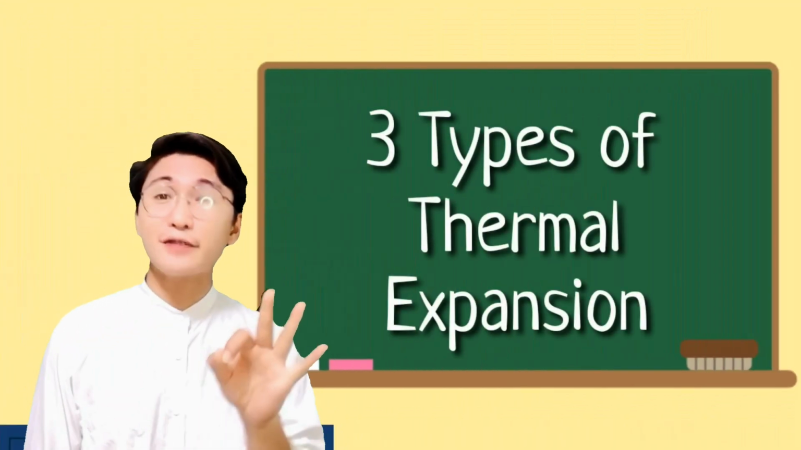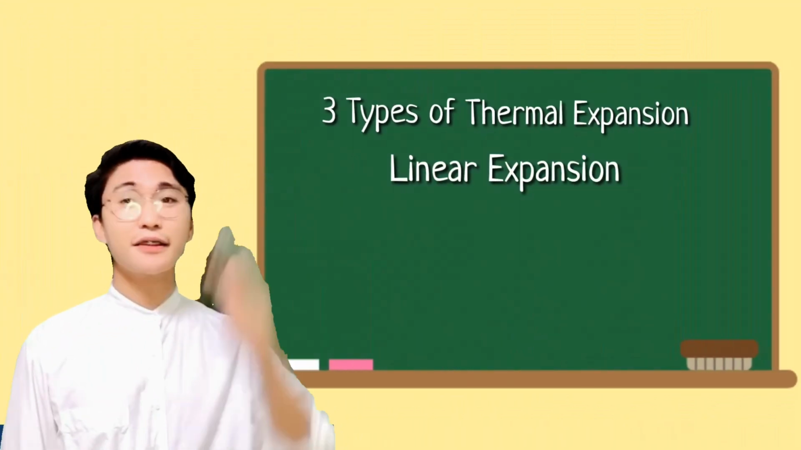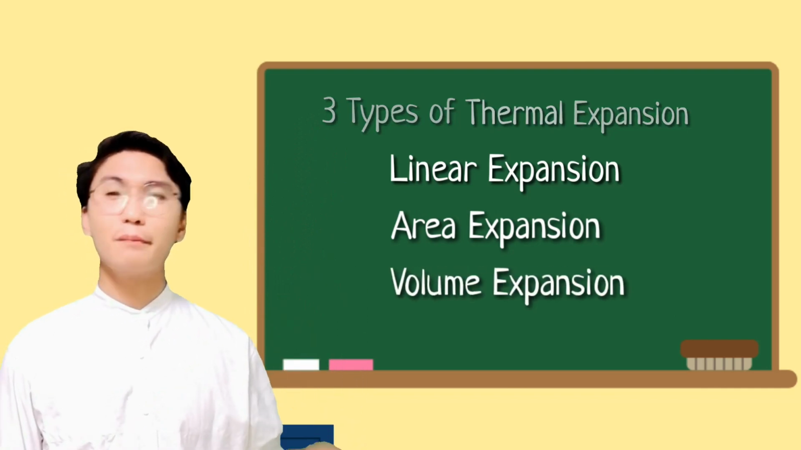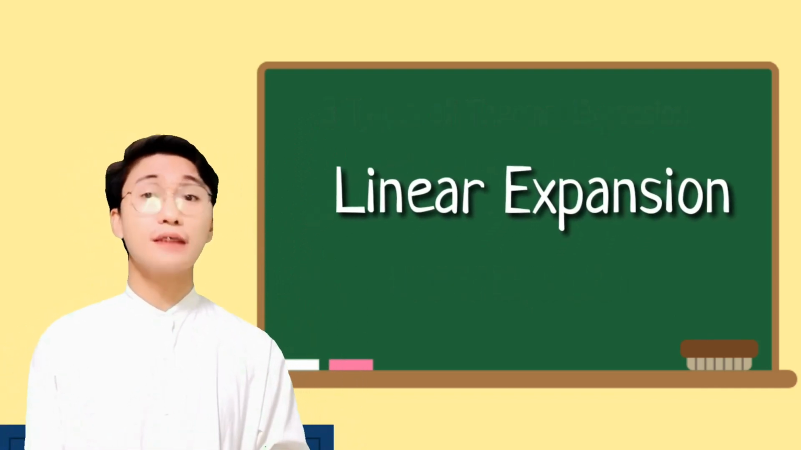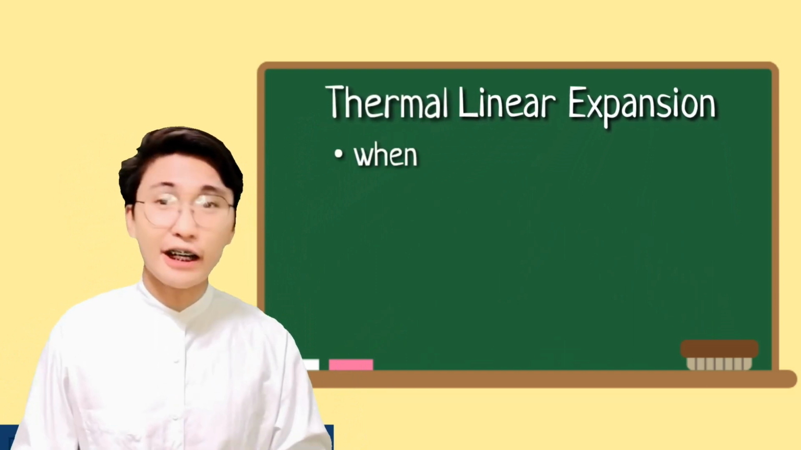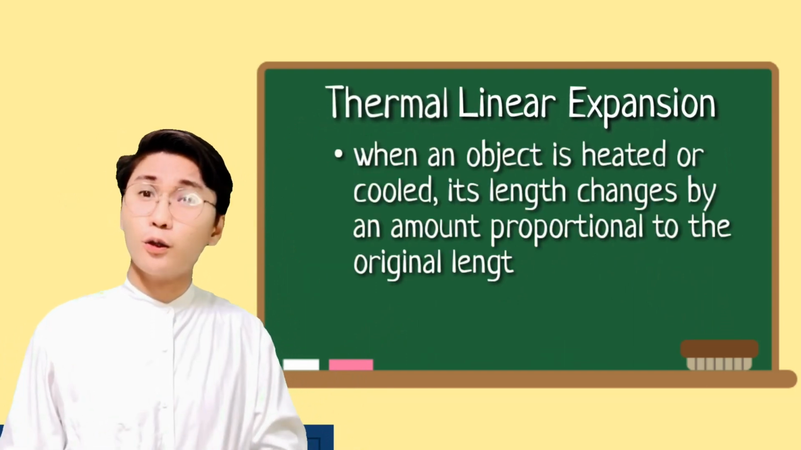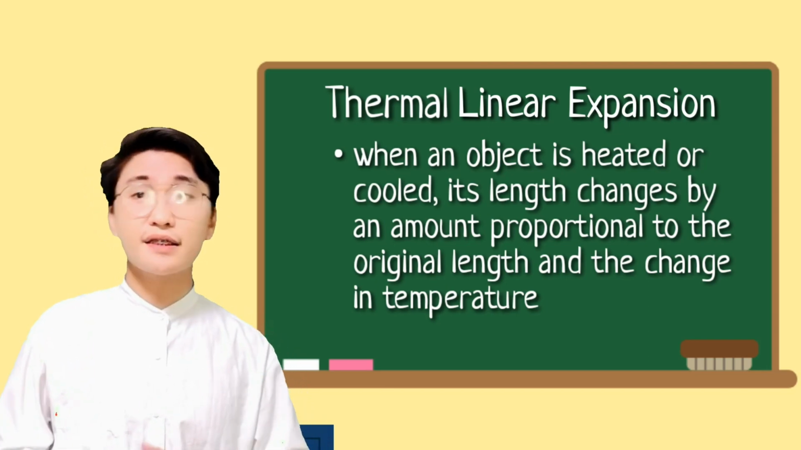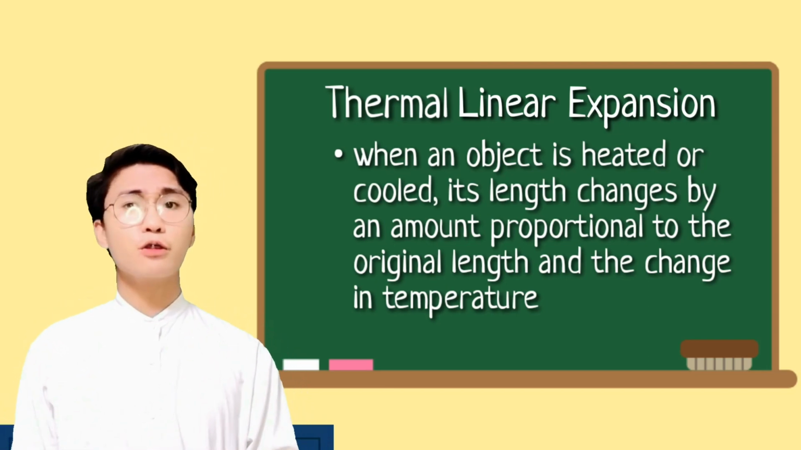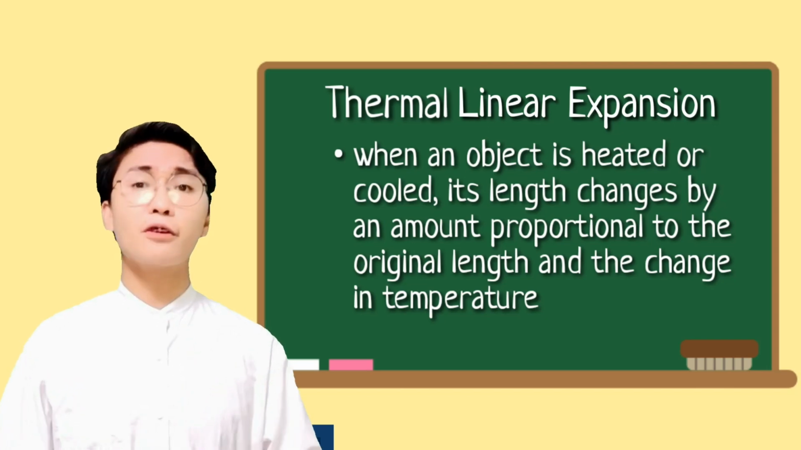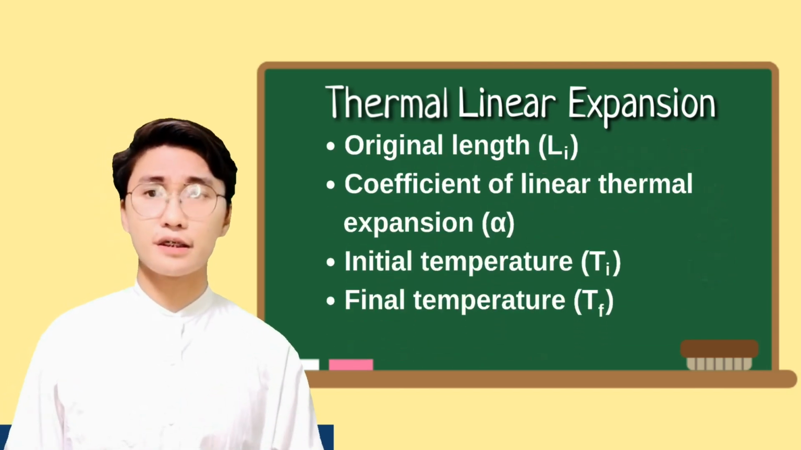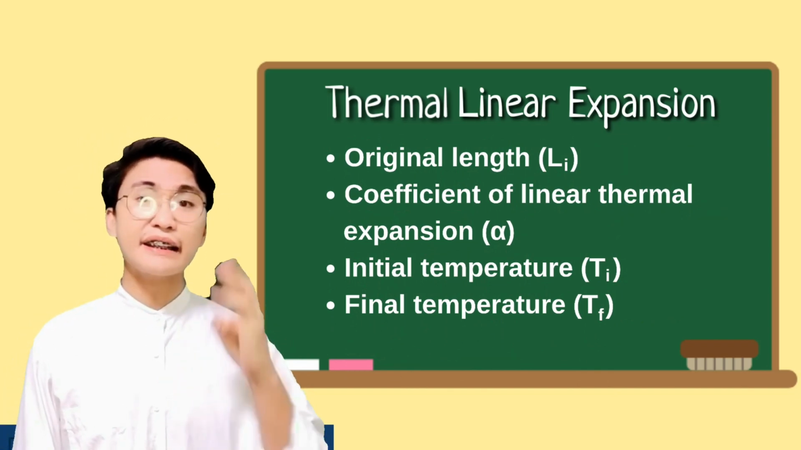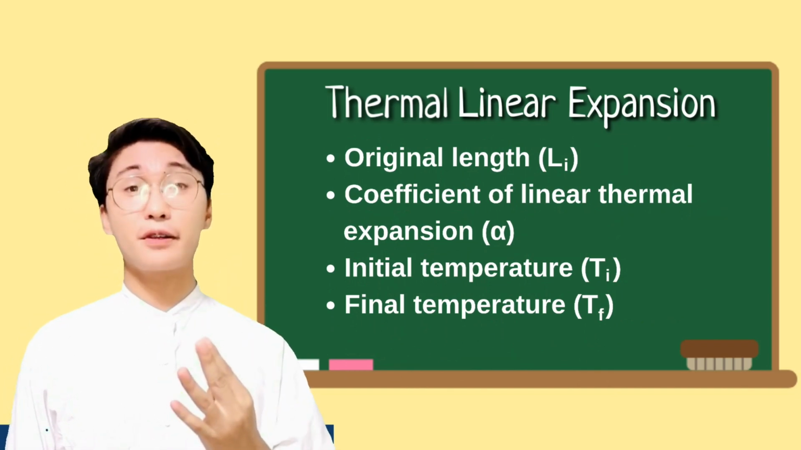We have three different types of thermal expansion: the linear expansion, area expansion, and the volume expansion. But in this episode, we will focus on the linear expansion. Thermal linear expansion is when an object is heated or cooled, its length changes by an amount proportional to the original length and the change in temperature. There are only a few variables that you need to know to perform the calculation of the thermal linear expansion: the original length, the coefficient of linear thermal expansion, the initial temperature, and the final temperature.